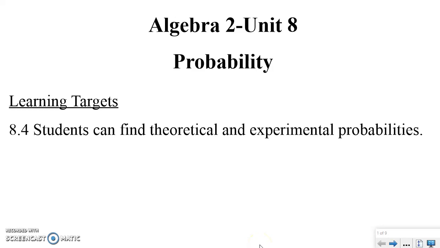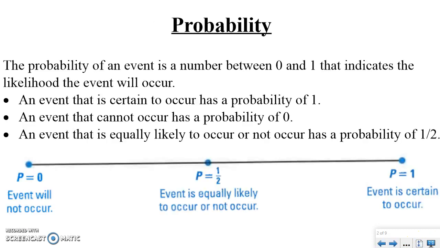We've spent the last 2 lessons talking about how to count the number of ways things are possible to happen. That included the fundamental counting principle, permutations, and combinations. Today we're going to talk about how students can find theoretical and experimental probabilities. A couple definitions here, or one definition here.